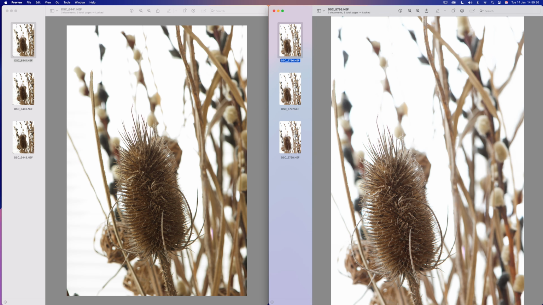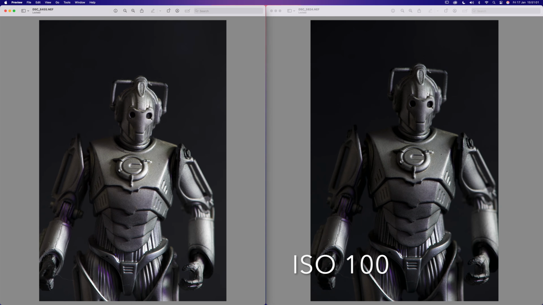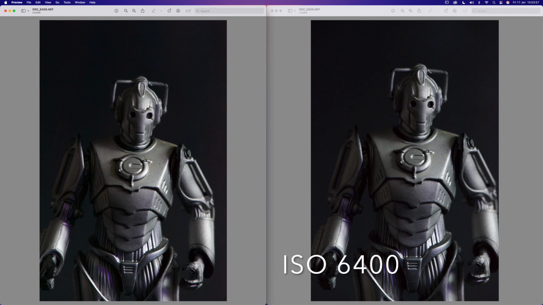Anyway, the images, and looking at the wild teasel here side by side with the D700 on the left and the D800E on the right, well, there's little to choose between them. The D800E's image perhaps is just that little bit more crisp. Then when zoomed in, it's obvious, I think, that the D800E produces a more detailed image, and I'd have been amazed really if that weren't the case. Same with this picture of a Cyberman, with the D800E again producing a crisper, more detailed image as you would expect.